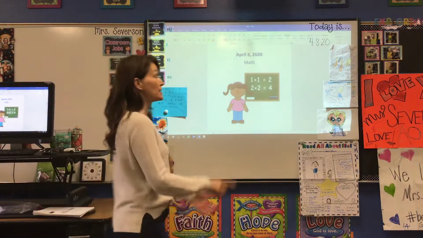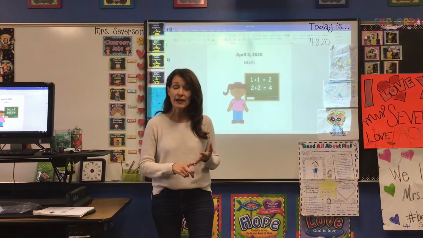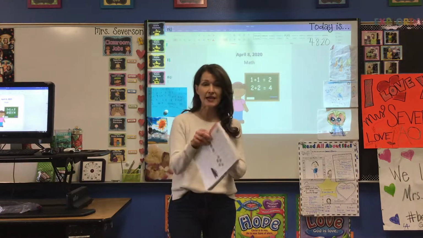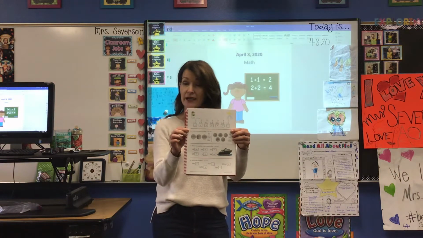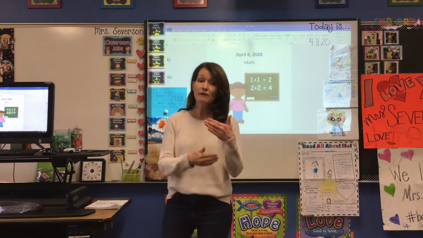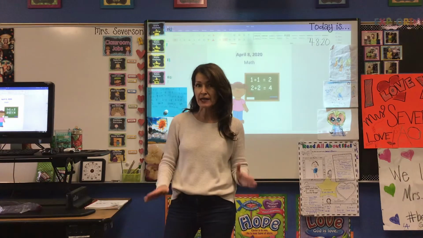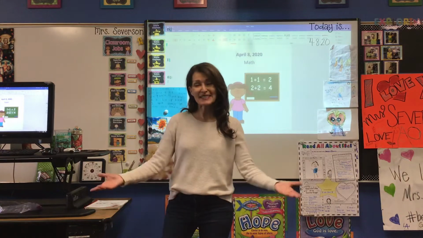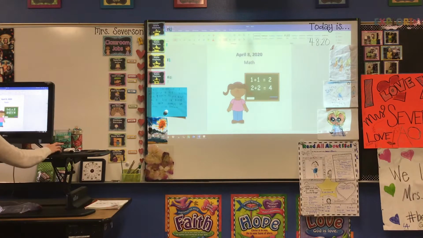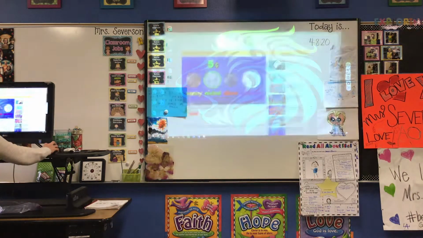Today in math, you're going to need your whiteboard and your marker and your math paper, page 97 and 98. It looks like this one, okay? And this is an oral assessment. So we're reviewing some concepts before I go ahead and let you take your test, okay? So let's get started with some Money in Our Pocket song, and then we'll practice our dimes and our nickels. Are you ready?